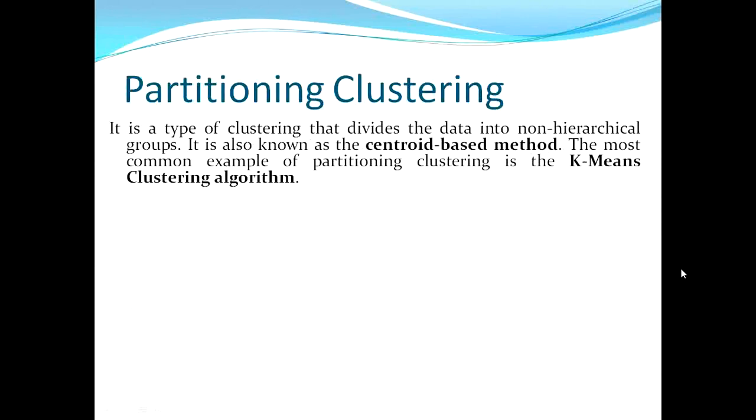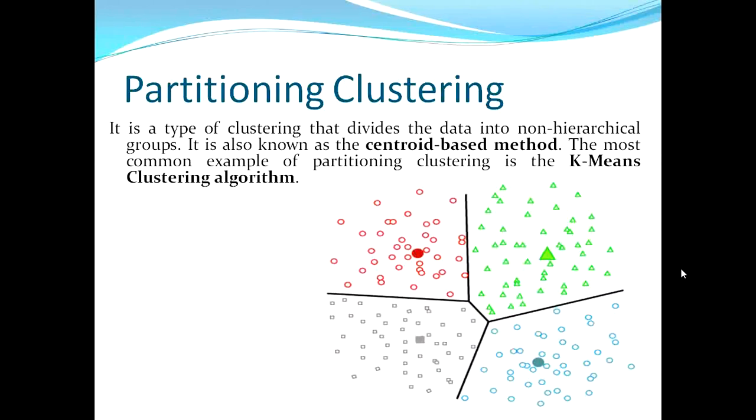First, let's talk about partitioning clustering. It is a type of clustering that divides the data into non-hierarchical groups. It is also known as the centroid-based method. The most common example of partitioning clustering is the k-means clustering algorithm. In this type, the dataset is divided into a set of k groups, where k defines the number of predefined groups. The cluster center is created in such a way that the distance between the data points of one cluster is minimum as compared to another cluster's centroid.